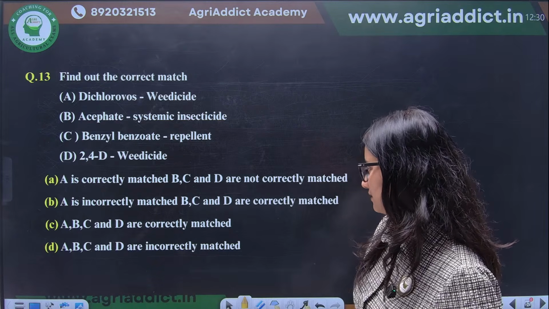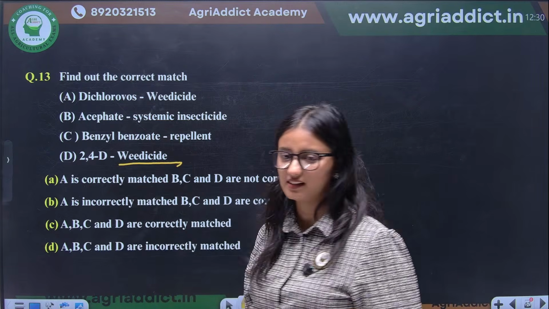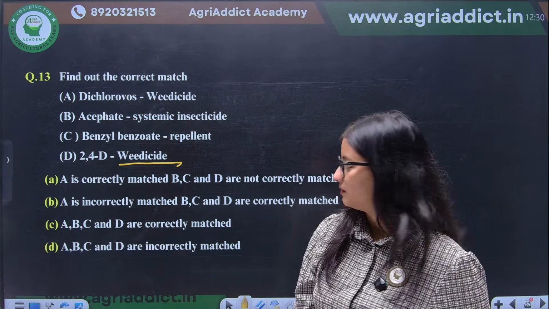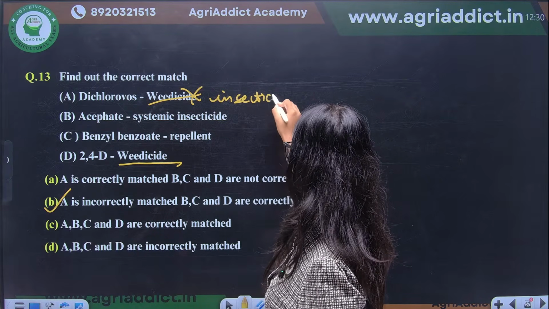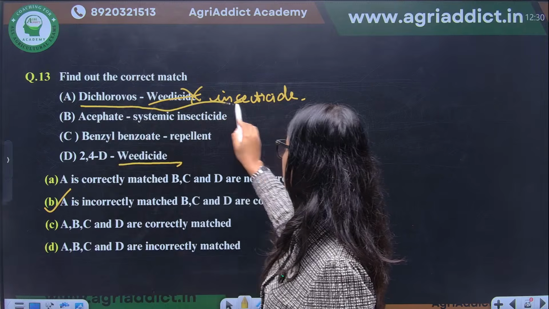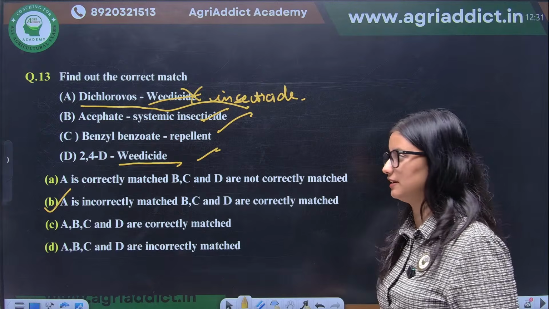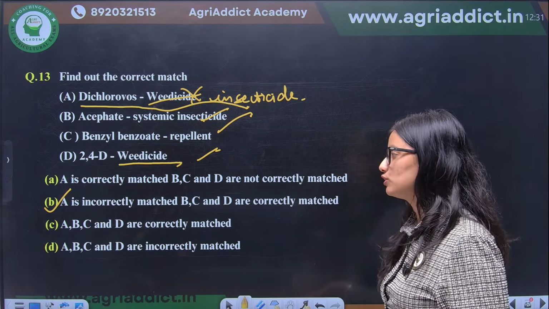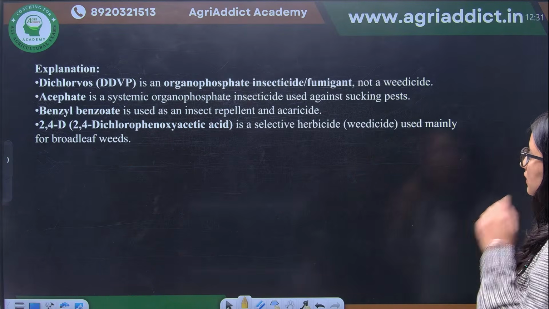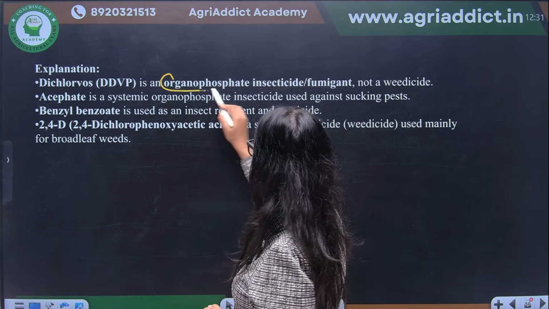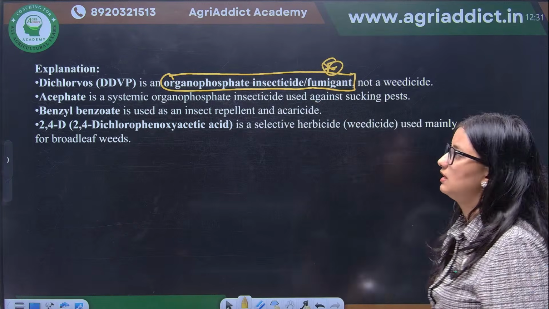What is the answer here? 2,4-D weedicide है. B. Yes, this is incorrect. ये weedicide नहीं है. ये है हमारा insecticide. Dichlorvos is an insecticide. ये ठीक है, ये भी ठीक है और ये भी. Benzyl benzoate is an insect repellent. Acephate is systemic insecticide and 2,4-D is our weedicide. Very good. B is the correct answer. And this is also an organophosphate insecticide or fumigant. This dichlorvos.